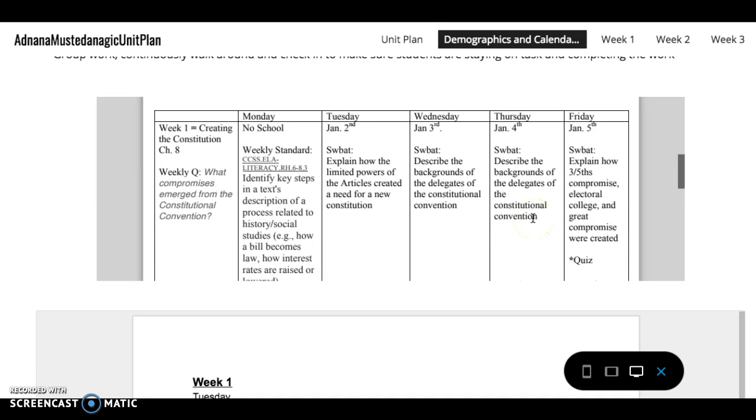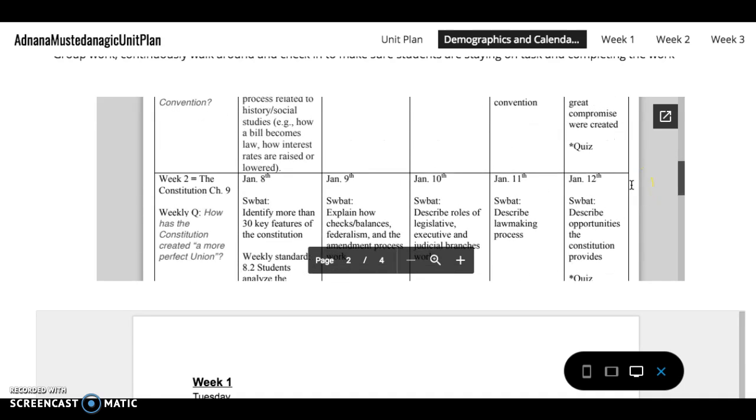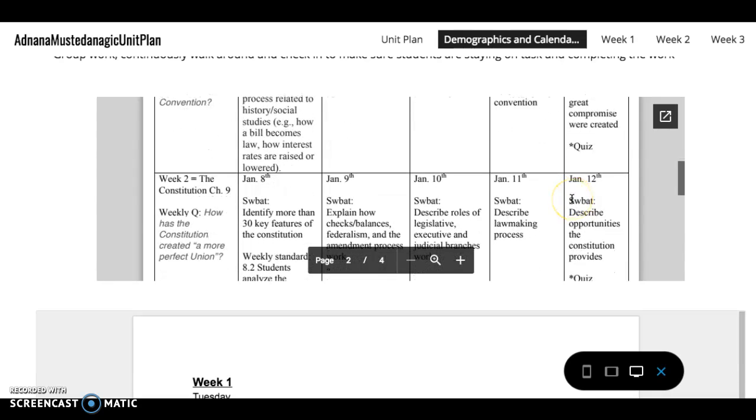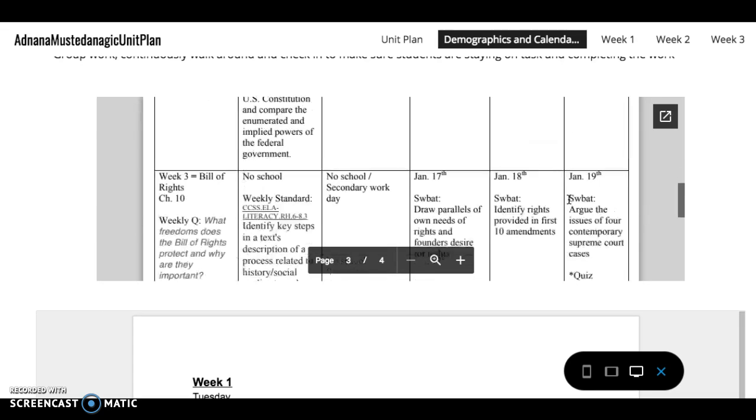When we dive into the actual weeks, we will be starting on January 2nd, so as soon as we come back from break, there's weekly questions that the students focus on, and then every day there's a specific objective for them to meet. In terms of that, week 1 is focused on creating the Constitution, so how it was created and the different delegates that went about creating that Constitution. Week 2 is all about Chapter 9, and the question we focus on answering is how has the Constitution created a more perfect union? The kids look at it examining the executive, legislative, and judicial branches of the government, understanding how that is run and how it is still run to this day.